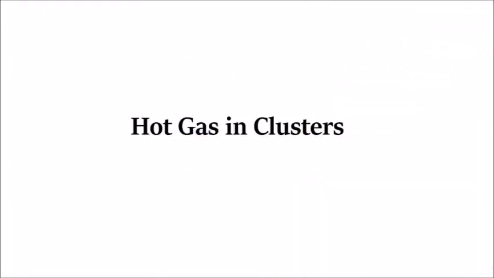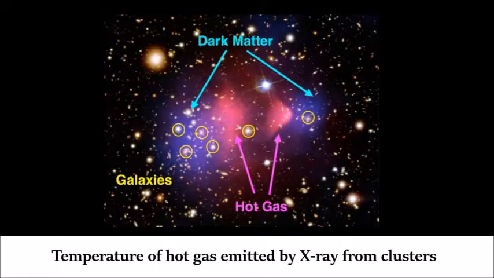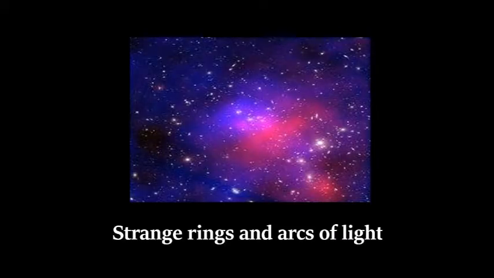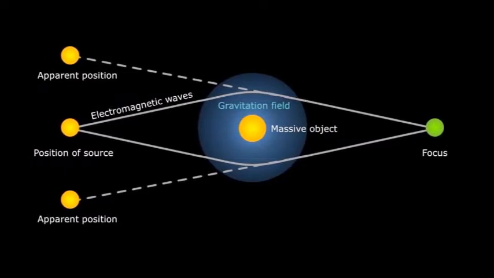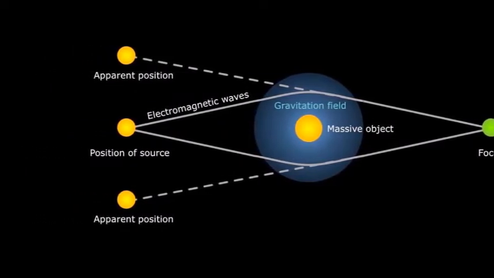The third method is measuring the temperature of hot gas emitted by X-ray from clusters. The last method is using gravitational lensing. Can you see the strong rings and arcs of light, the sparkling pink areas? It is explained that the gravitational field of a massive object bends light waves passing close to the object.